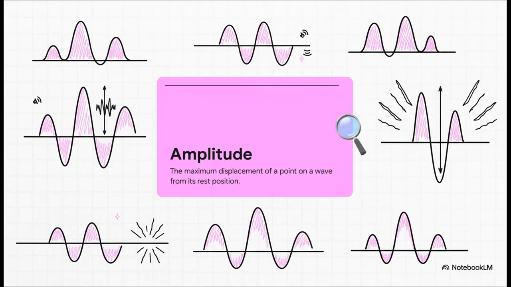First up is amplitude. Put simply, this is just the wave's intensity or power. It's how far a point on the wave moves from its normal resting position, so how high the peak is, or how low the trough goes. A bigger amplitude means more energy. So a really loud sound is just a sound wave with a high amplitude, and a super bright light is a light wave with a high amplitude.